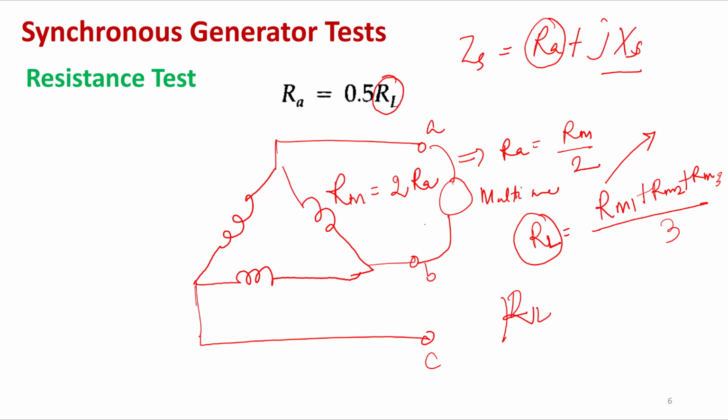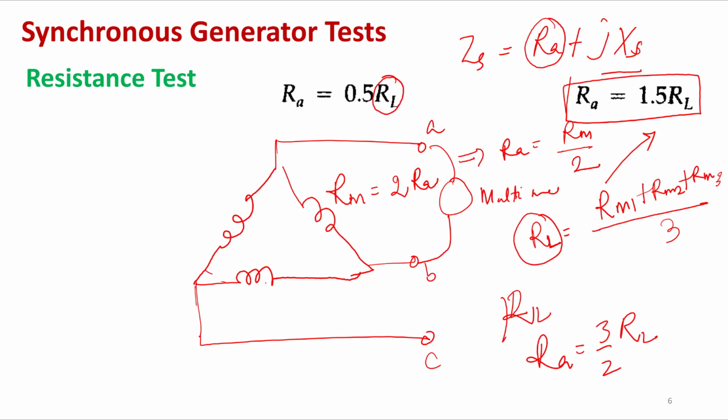Now, these are 2 windings in series, in parallel with 1 winding. If you resolve this, you will get RA equal to 3 by 2 RL. Just solve it, you will find 3 by 2 RL, that means 1.5 RL. So RA will be 1.5 RL. This is your resistance test, through which we found the resistance of the armature of the synchronous generator.